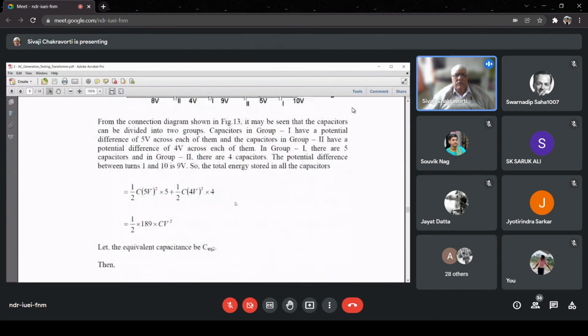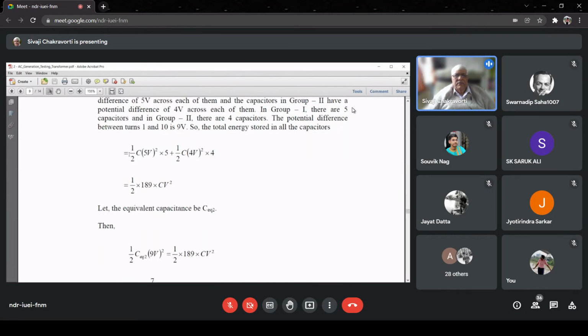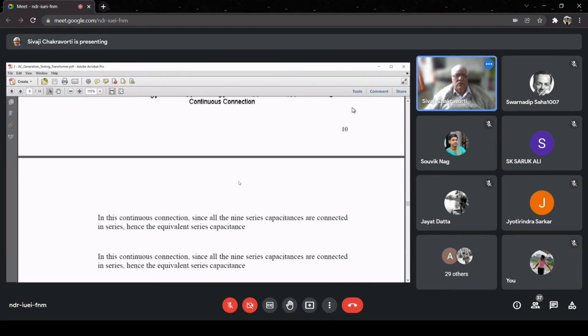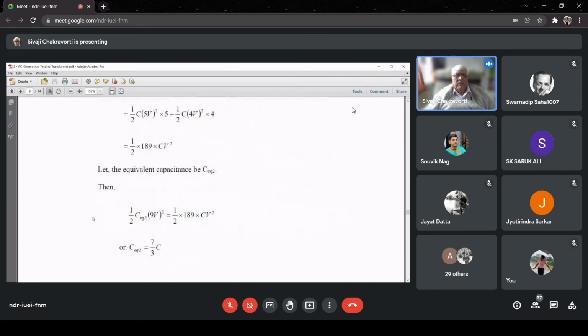Now, what is the net energy stored in these capacitors? So 5 times half C, 5V square, because the potential difference is 5V, plus 4 times half C, 4V square, because the potential difference is 4V. So it comes to half into 189 into CV square. Then what is the energy stored in the other case? Here you see they are all in series, so the potential difference effectively is 10V minus V, that is 9V. So it is straight away half C equivalent into 9V square.